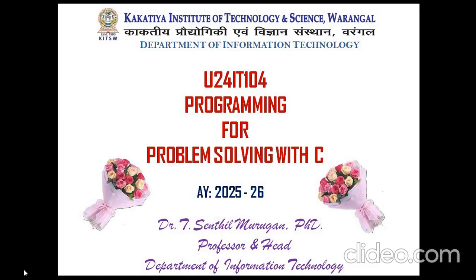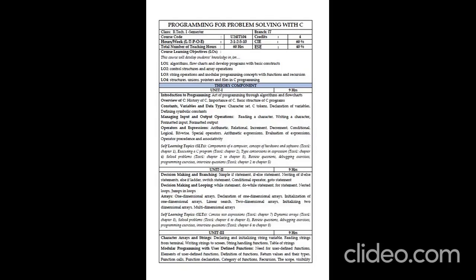Now we are going to discuss the syllabus of the Programming for Problem Solving with C course. Dear students, in this syllabus copy, we have a 4 credit course. This is a first semester course of our department. In the first unit, we are going to discuss Introduction to Programming.